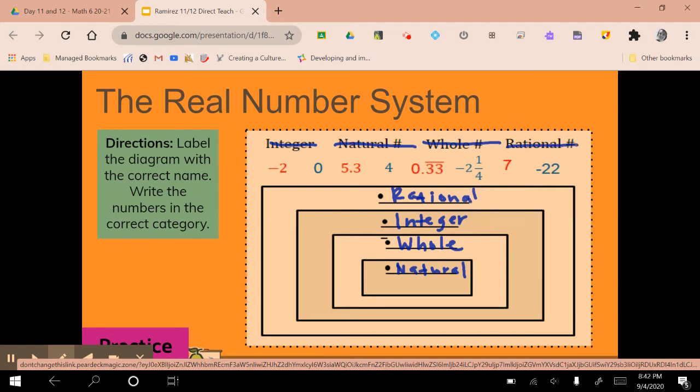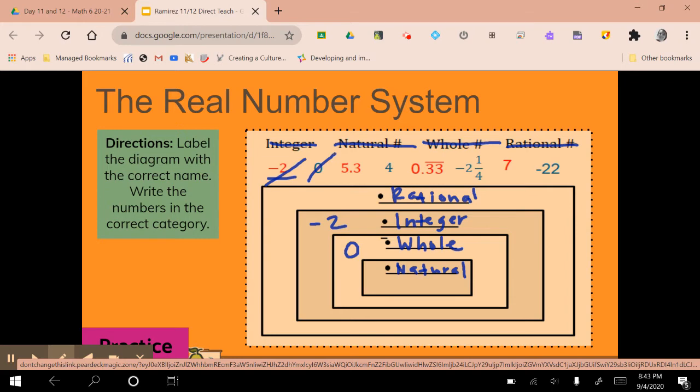Okay, now we need to put the numbers in the correct category. So we're going to start over here with -2. -2 is a whole number, but negative, and it's found on the number line. So it's an integer, so we're going to put it in the integer box. 0 is a whole number. Okay, it's not a counting number, but it's a whole number. So we're going to put it in the whole number box.